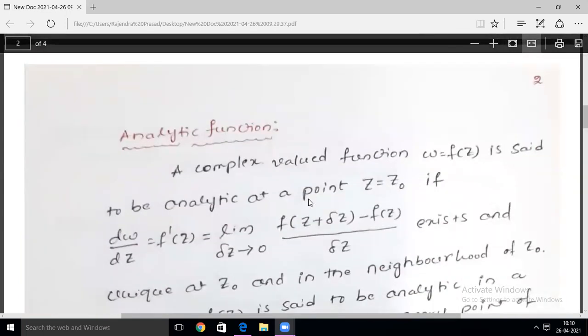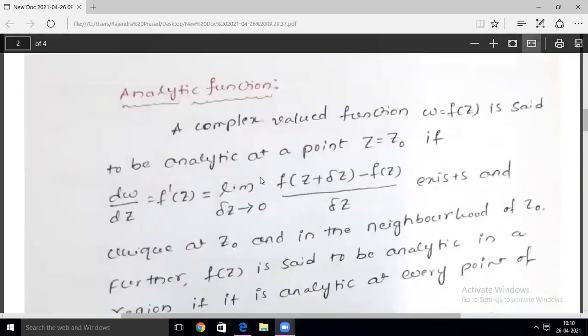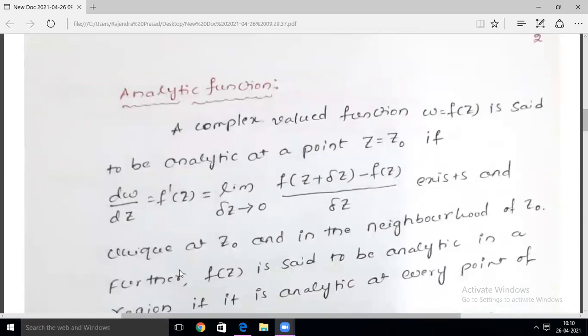Right. So next we shall move on to analytic function. First we shall see the definition of analytic function. A complex valued function w is equal to f of z, both are the same, denoted by w or f of z, is said to be analytic at a point z is equal to z naught if we have a complex valued function w is equal to f of z. So that is what an analytic function is.